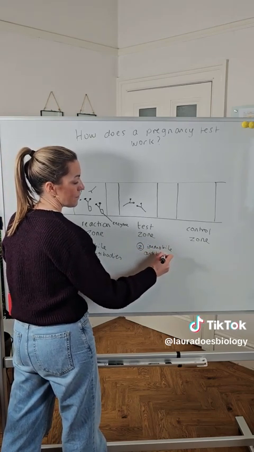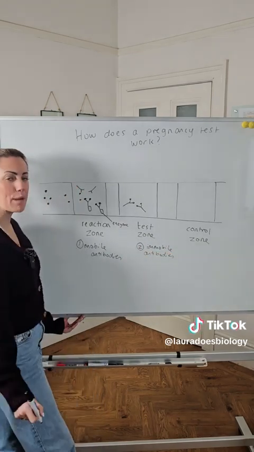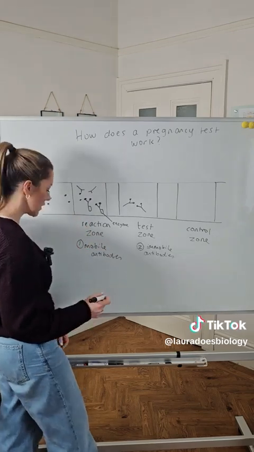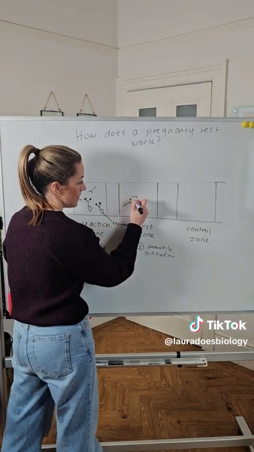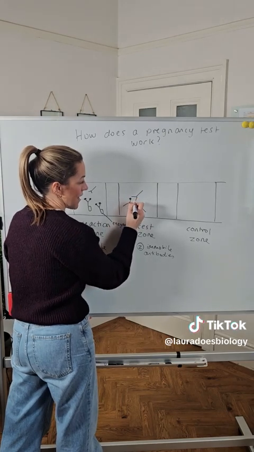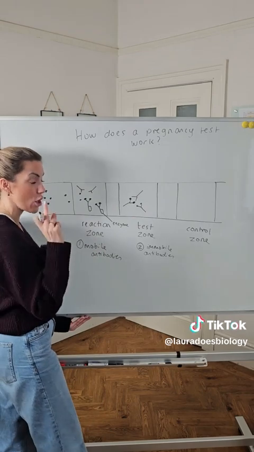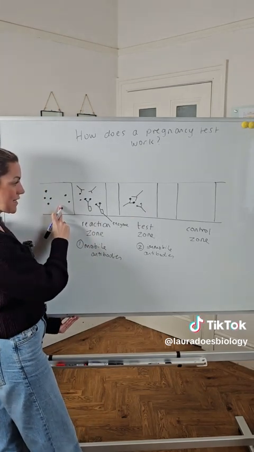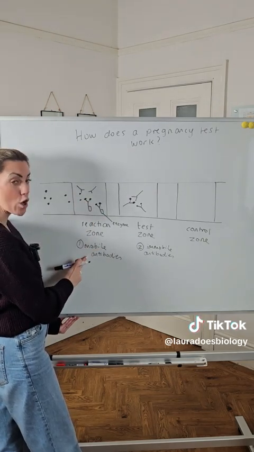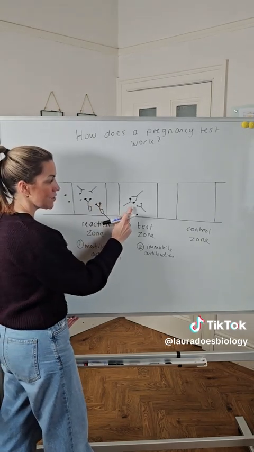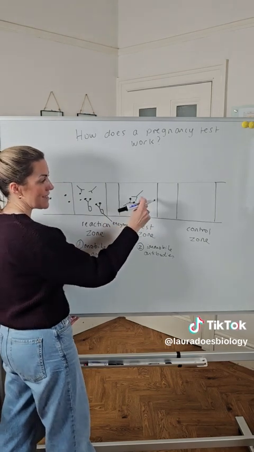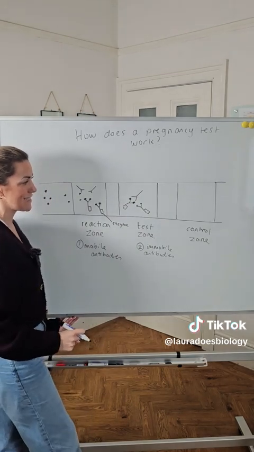antibodies. So these are fixed in place in the test zone or in the test window, as you can call it. So I'm going to draw, these are the ones that are fixed in place, okay? And they are also complementary to HCG. So if HCG was present in the urine, HCG would have bound to the antigen binding sites on the mobile antibodies. HCG would have been carried up the test strip and it would have been able to bind to the immobile antibodies in the test zone.